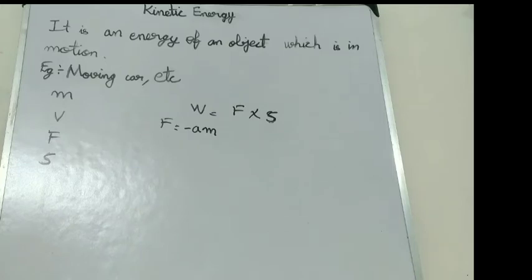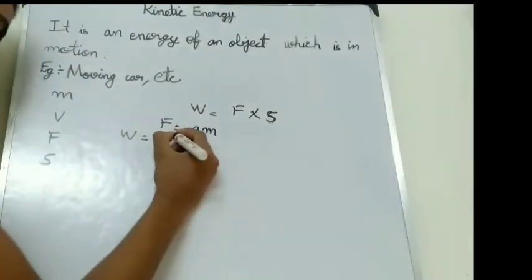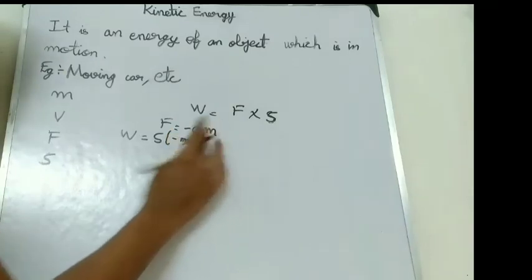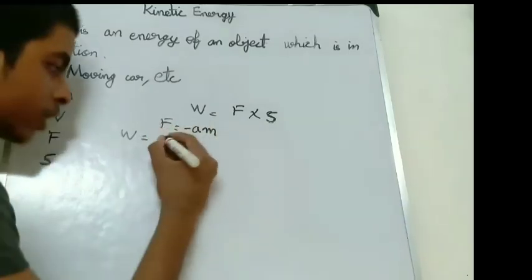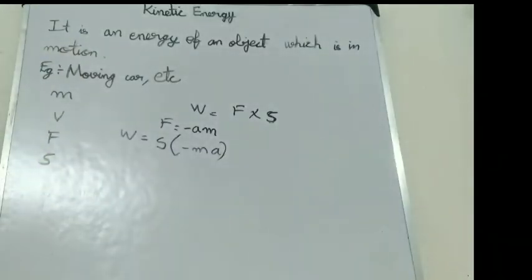Now we should substitute it into work done. So W is equal to s into minus ma. It doesn't matter whether it's minus am or minus ma.